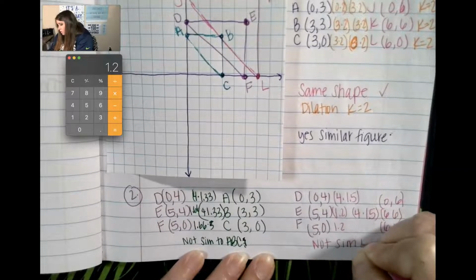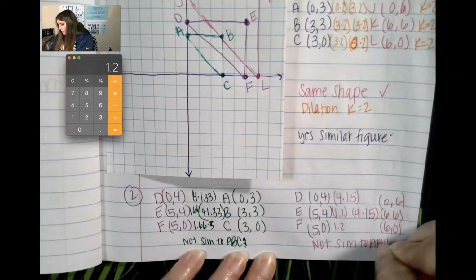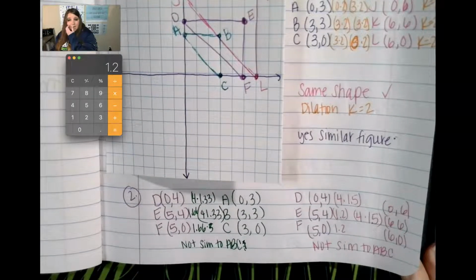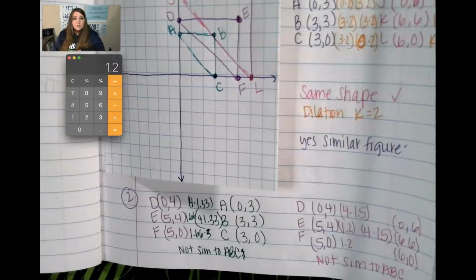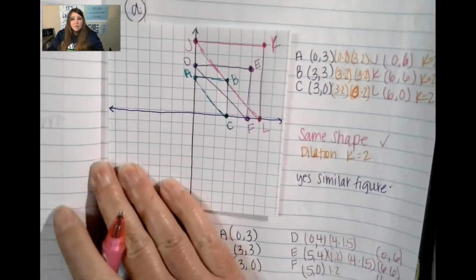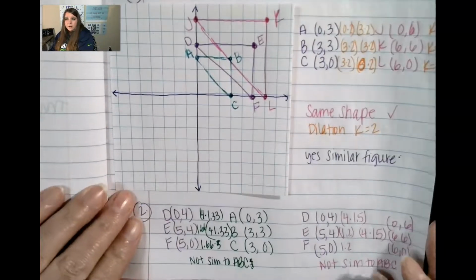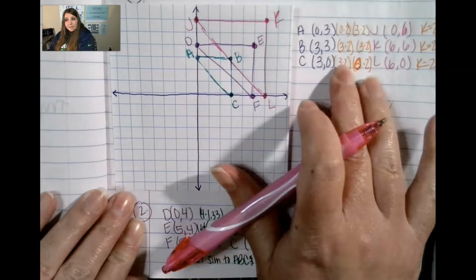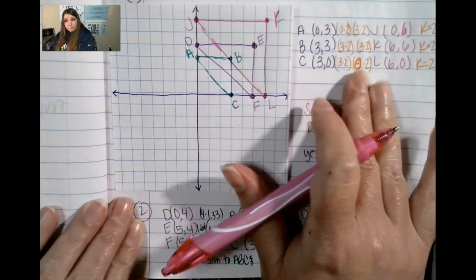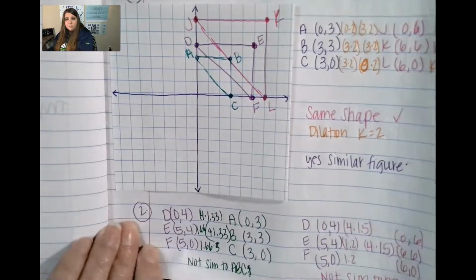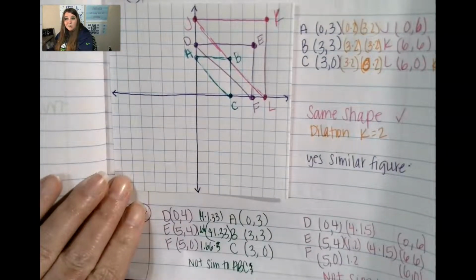It's not similar to A, B, C. And the reason why it's not similar is because it does not use the same dilation. The dilation changes, which means that that triangle is not proportionate to either of those two triangles there. So the first one we had was similar. They had the same multiplier every time, and it just dilated. All right, and it was the same shape.